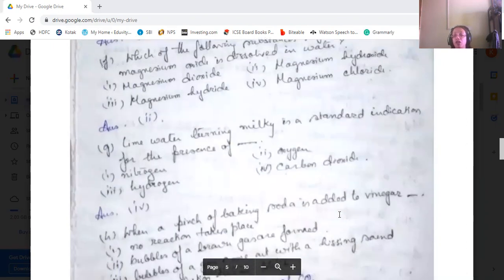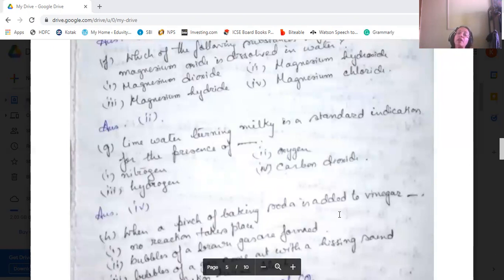Then lime water turning milky is a standard indication for the presence of what? The presence of carbon dioxide. So if carbon dioxide is passed through lime water, it will turn milky. Okay, so that is the test for carbon dioxide.